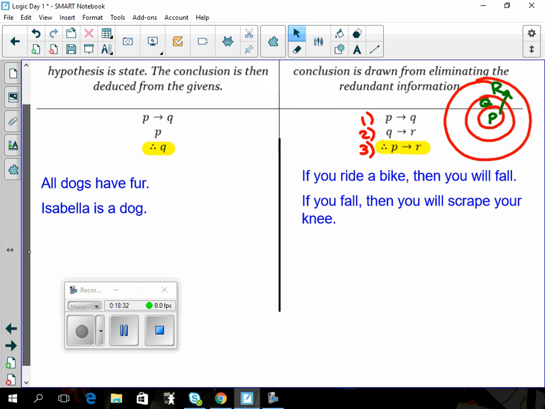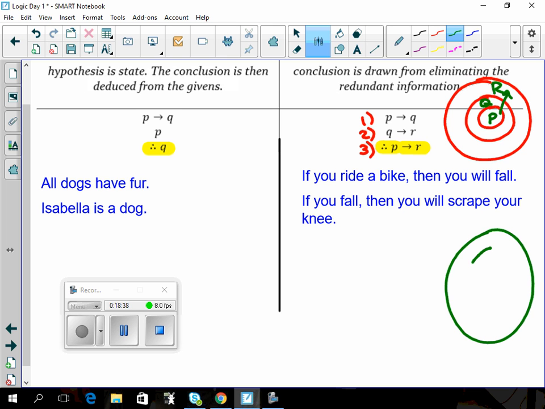Okay? We want it to be a valid conclusion, so I'm going to start by doing my Venn diagram. You don't have to do the Venn diagram, it just helps me figure out what it should say. So if you ride a bike, then you will fall. If you fall, then you will scrape your knee. What should the conclusion say? If you ride a bike, then you'll scrape your knee.